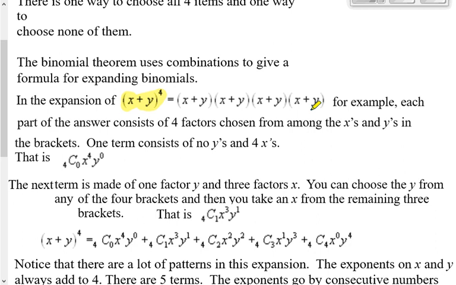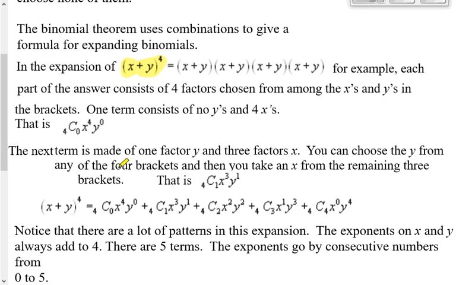So each part of the answer consists of 4 factors chosen from among the x's and y's in the brackets. One term consists of no y's and 4 x's. So to do that, we could say 4 choose 0, x to the fourth, y to the 0. The next term, you'd maybe say, let's multiply the 1 y by all the rest of the x's. So we could say 4 choose 1, x to the third, y to the 1.